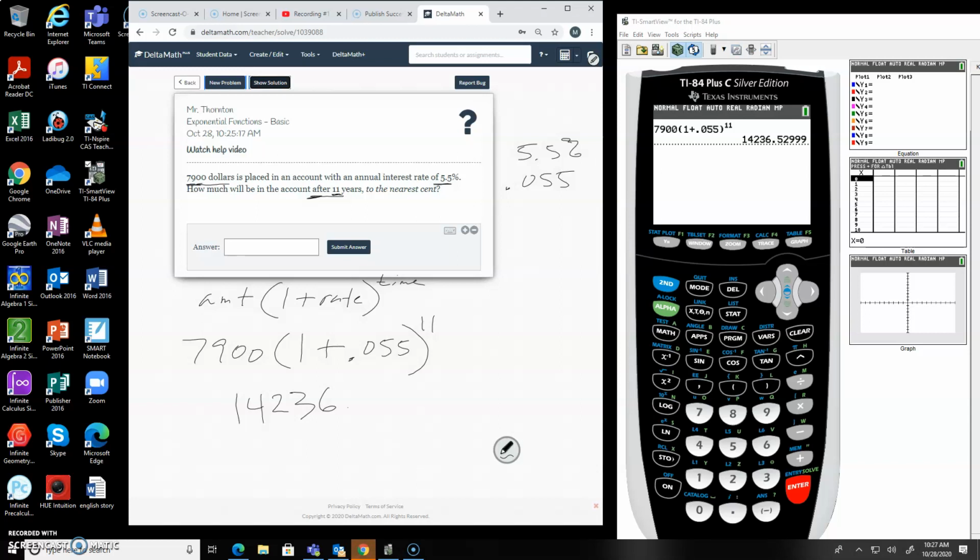$14,236, and here we may have this 0.529. Now, since they want it rounded up to the nearest cent, we look at this number right here. It's higher than 5, so we're going to have to round the 2 up. So our answer is going to be $14,236.53. So if we put $7,900 into account with annual interest rate of 5.5%, we'll have that much in the account after 11 years. We don't add anything else.